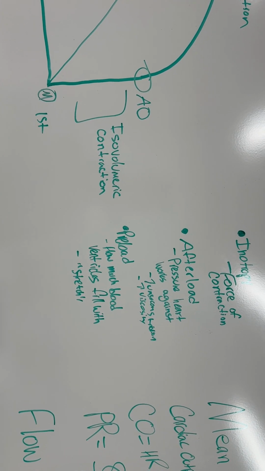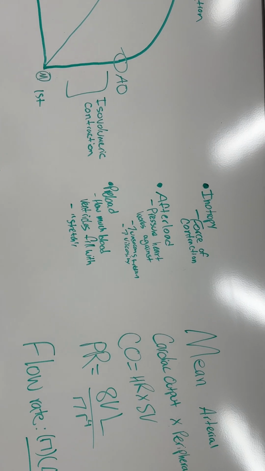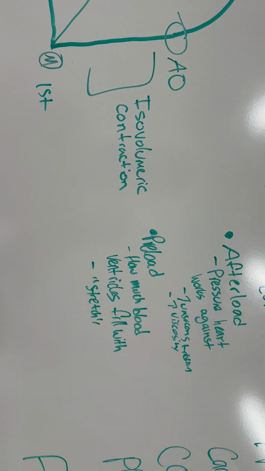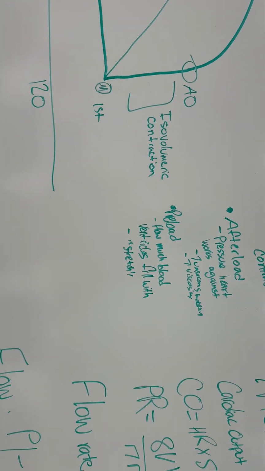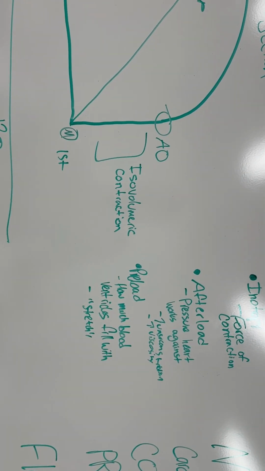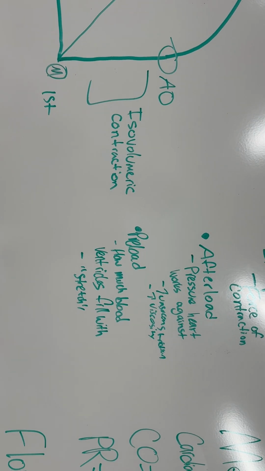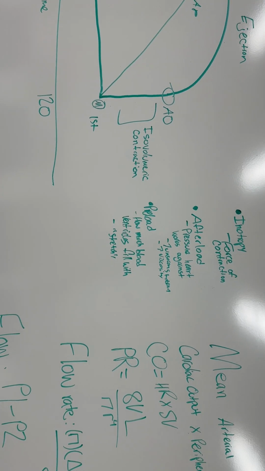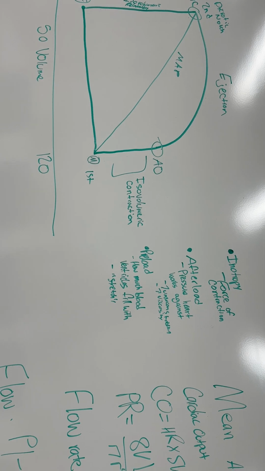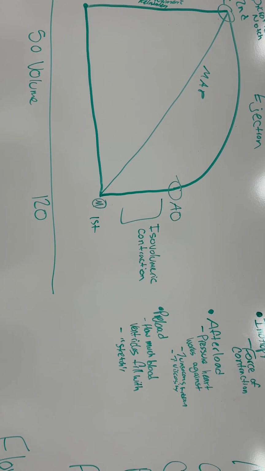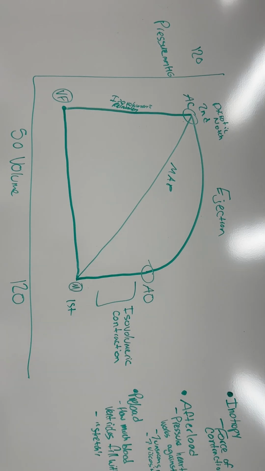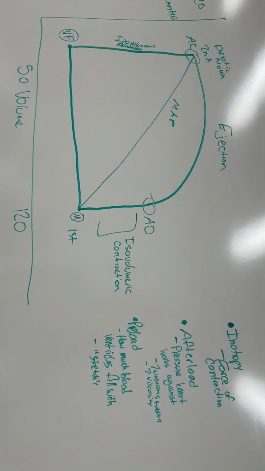And then preload is how much our ventricles are filling with blood. We can think of this as stretching the ventricle. A greater stretch of the ventricle gives us greater preload, which is going to allow us to pump more blood out of the heart, since those sarcomeres are in an ideal position to create force when they're a little bit more stretched out. So those are some things that can affect inotropy, afterload, and preload.